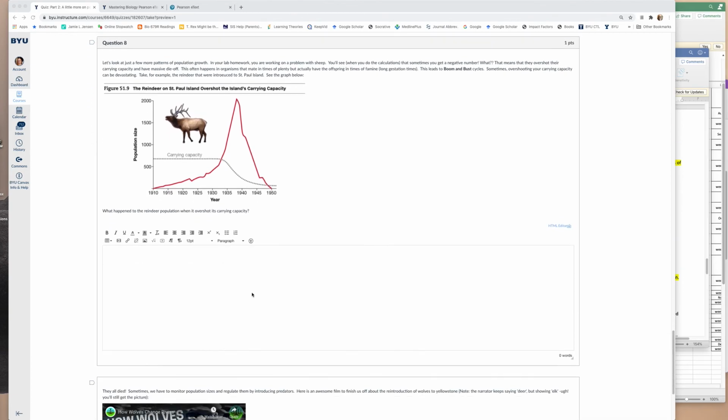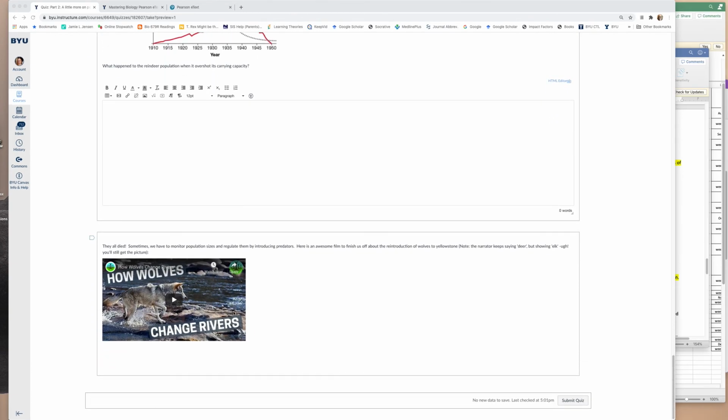Paul Island, with reindeer. And then you can see what happened with wolves in Yellowstone and how they controlled the elk population. And by simply controlling the elk population, it changed the entire park in landscape and ecology and species diversity and all of it. Pretty amazing.